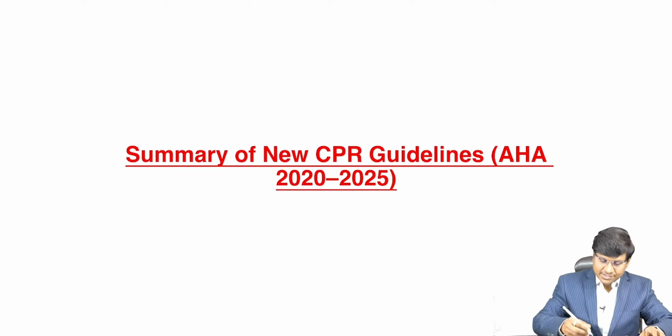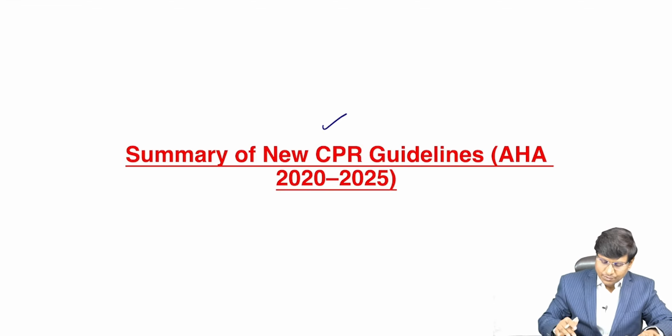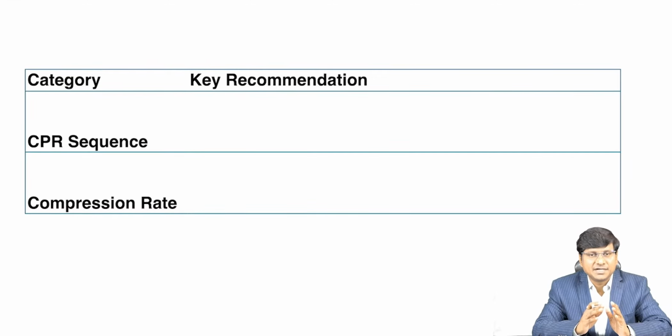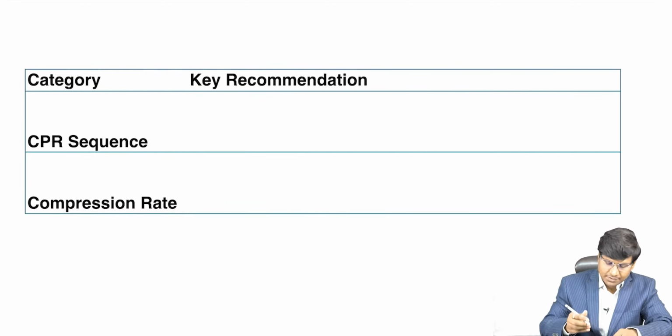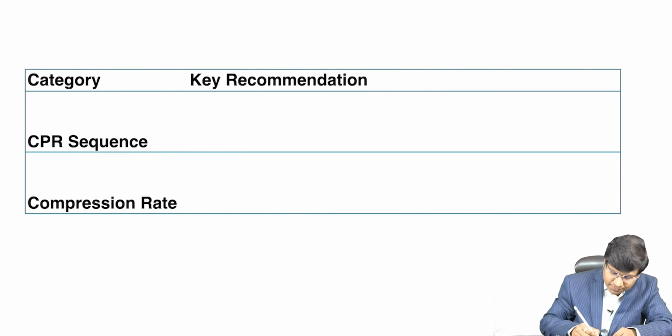So in this particular section, I'll be discussing the new CPR guidelines. These were published in recent years by the American Heart Association. Now, if you see the sequence of events that we need to do in CPR, previously it was airway, breathing, circulation, right? But now this has changed to CAB.